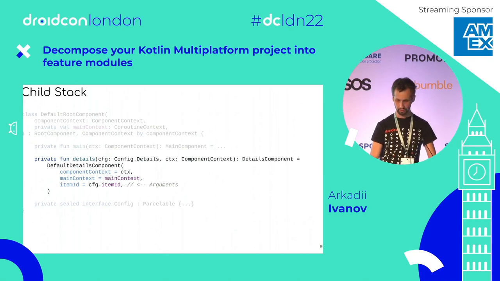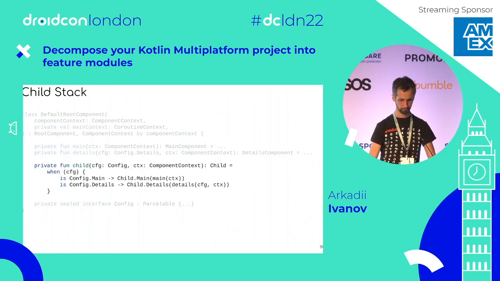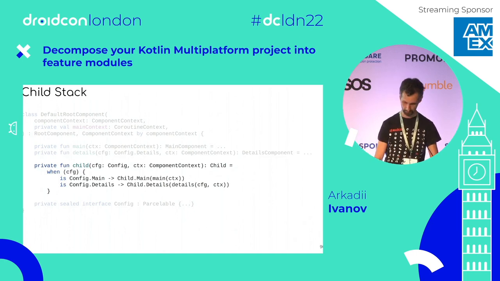And the same for details component. You can see the persistent arguments are taken from the child configuration. Non-persistent arguments can be created on demand or taken from the parent component. And now we can add main factory functions that exhaustively switch all child configurations and create the corresponding component.